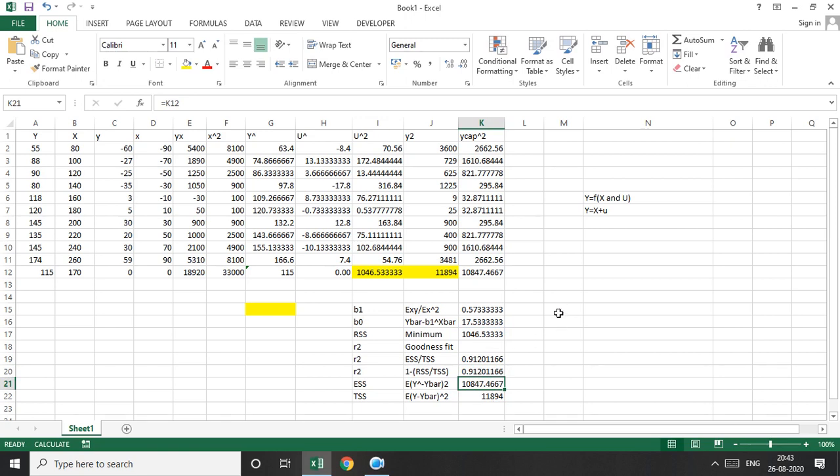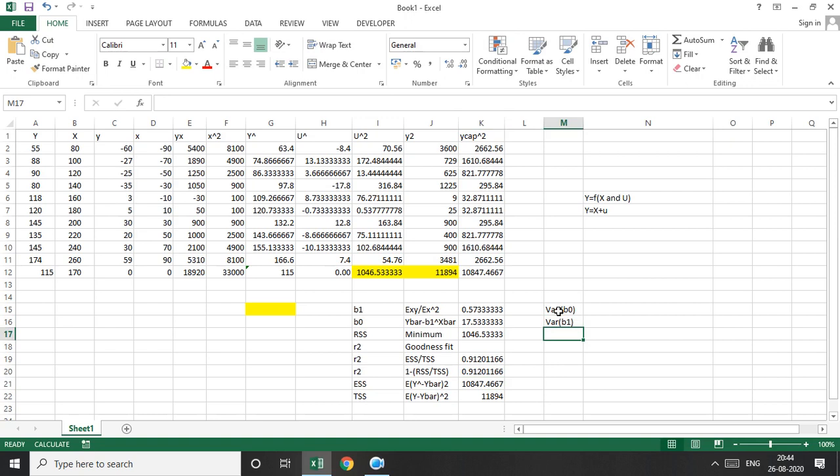Now what we have to do, after finding out these things, the next idea is we have to find out the variance of beta 0 and variance of beta 1. Why do we need to find out the variance? Because variance will measure how much variation there will be in these parameters when you change the sample.